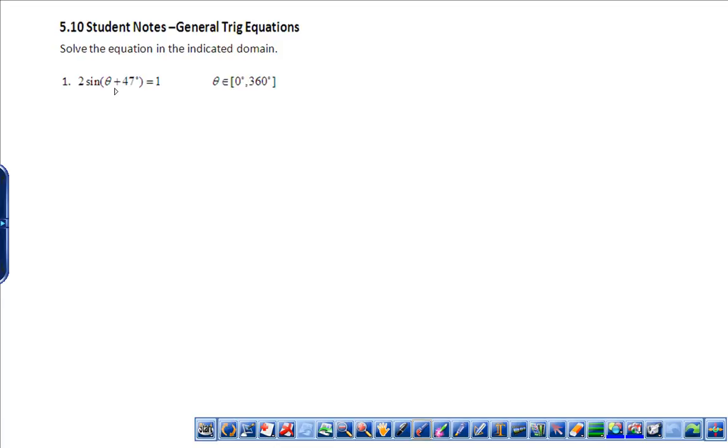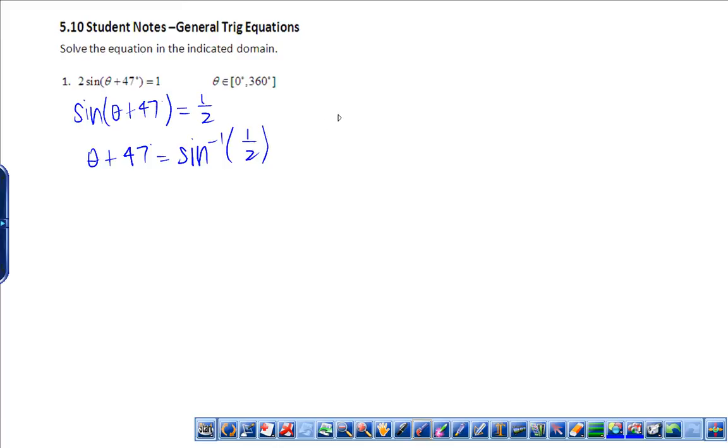Okay, so the first one, let's go ahead and simplify this. The first thing I would do is go ahead and move my 2 over. So this is going to be sine of theta plus 47 degrees is equal to 1/2. Move my sine over, so theta plus 47 degrees is equal to arc sine of 1/2.